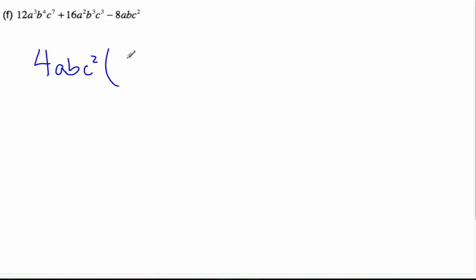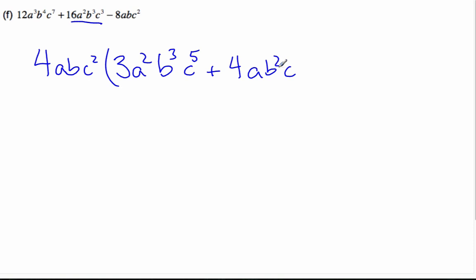And so I think about the numbers, and I know this number is going to be a 3, because 4 times 3 is 12. A times a squared gives me a cubed. B times b cubed gives me b to the 4th. And then c squared times c to the 5th gives me c to the 7th. Plus 4ab squared c. Because if I multiply these together, I get this term here in the middle. And finally, minus a 2, because abc squared is here.